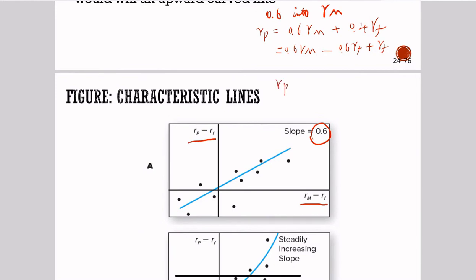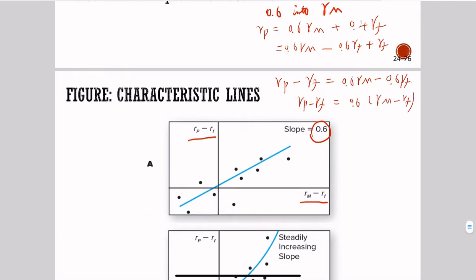And then the following equation will hold. So you can see that if you invest 60% in the market, then the excess return of your portfolio and the excess return of the market will have this relationship. It is just a very simple straight line with a slope of 0.6.